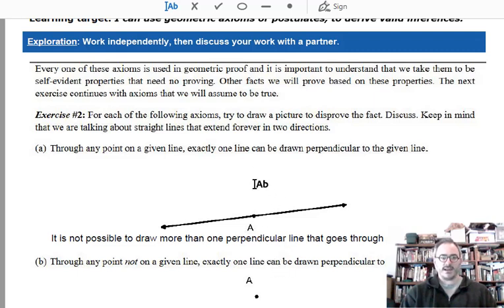And so there is the one line that will be perpendicular to this line and go through point A. I can draw more than one perpendicular line. I can draw more than one line that goes through A. But there's only one line that is both perpendicular and goes through A.